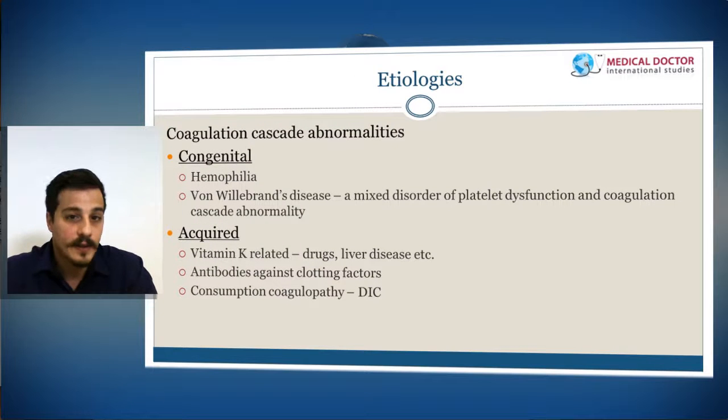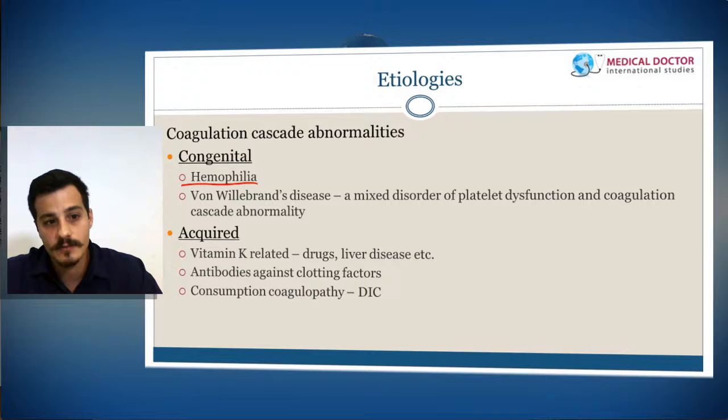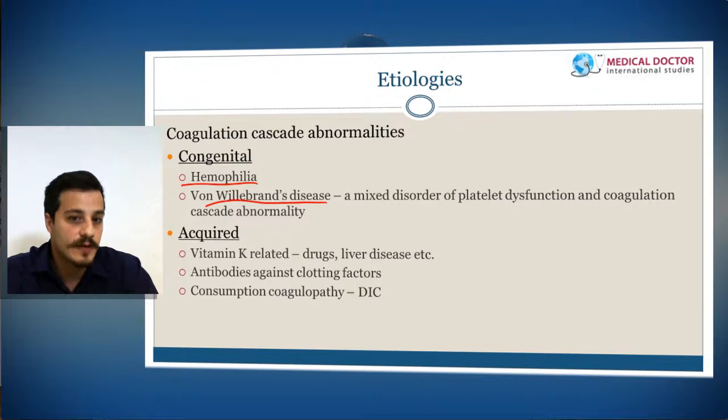So let us talk about the different coagulation cascade abnormalities. We can separate them into congenital abnormalities or acquired. In congenital, we're going to discuss hemophilia as well as von Willebrand's disease, which, as we've mentioned before, is a mixed disorder of both platelet dysfunction and coagulation cascade abnormality.